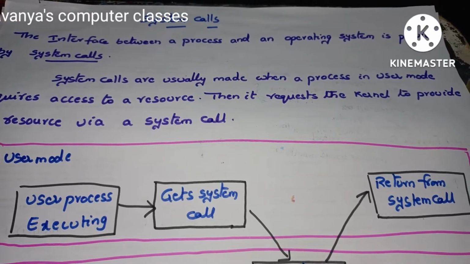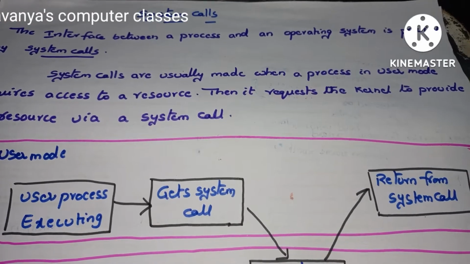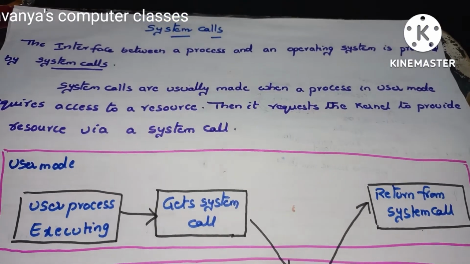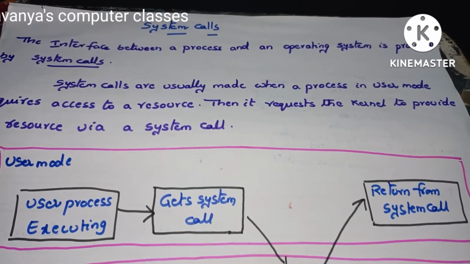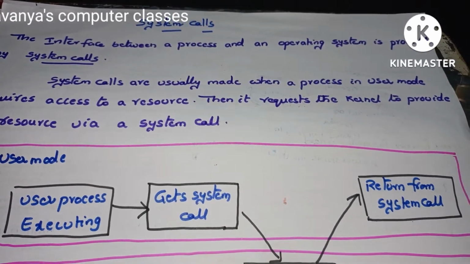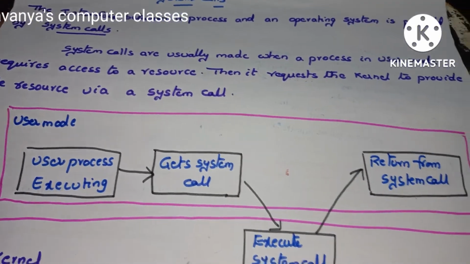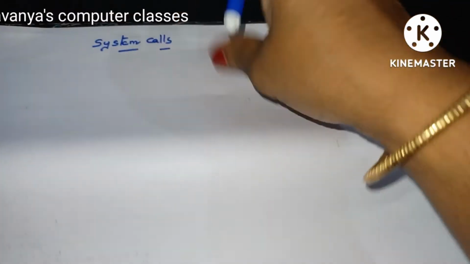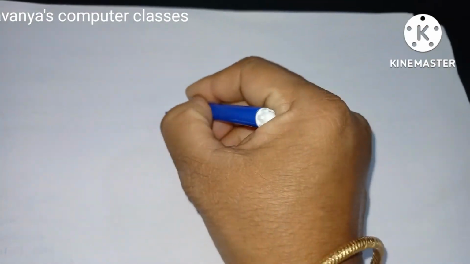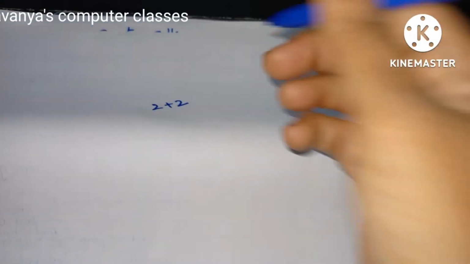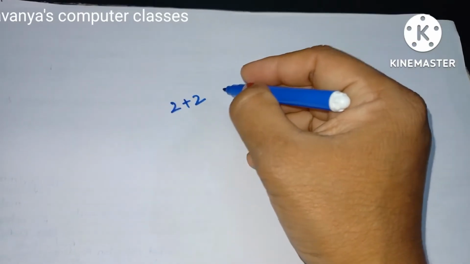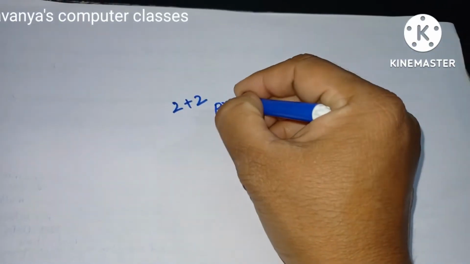System calls are usually made when a process in the user mode requires any resources, then it requires the kernel, then the kernel provides these resources via a system call. For example, if we write a program like 2 plus 2, or in C language, we use statements like printf, scanf.